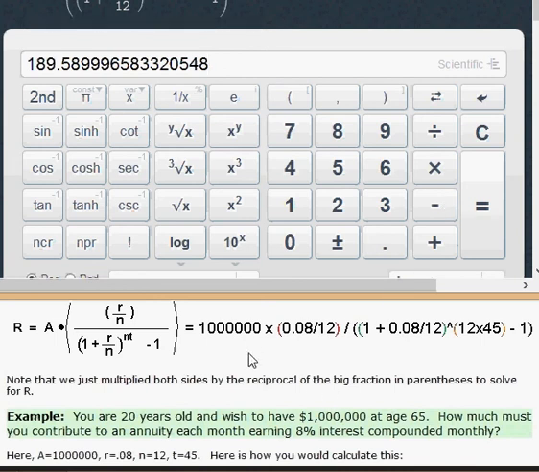So if you can write it all out, maybe color code the parentheses, make sure you have matching parentheses, and enter it just as you have it written here, you should get the correct answers.